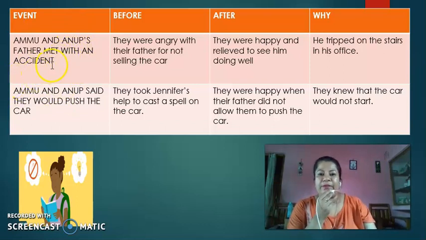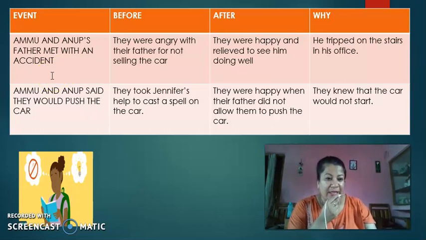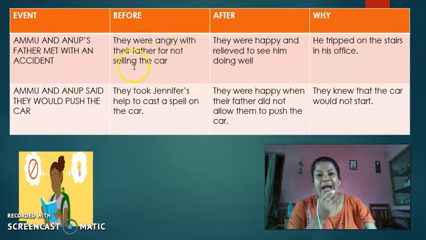So over here, the first event is Amu and Anup's father met with an accident. Before he met with an accident, what were the feelings of Amu and Anup? Now we know that they were very, very angry with their father, okay, because he was not willing to sell his lucky car. We know that they were embarrassed, okay, because everybody in school made fun of them. So I write over here, they were angry with their father for not selling the car.